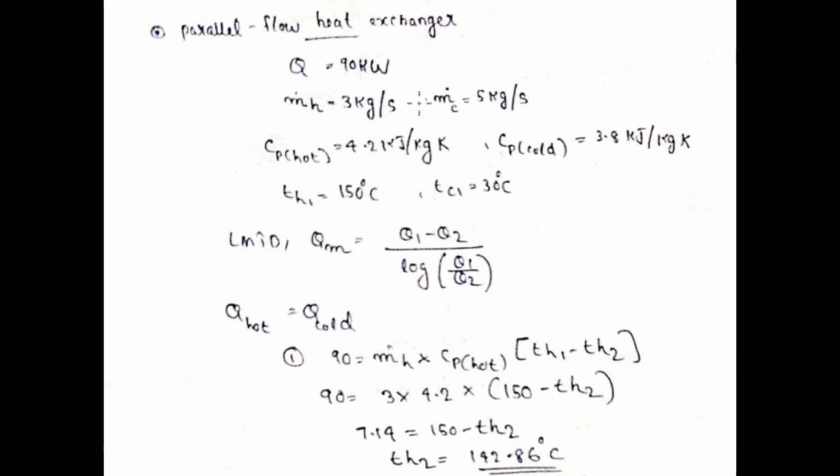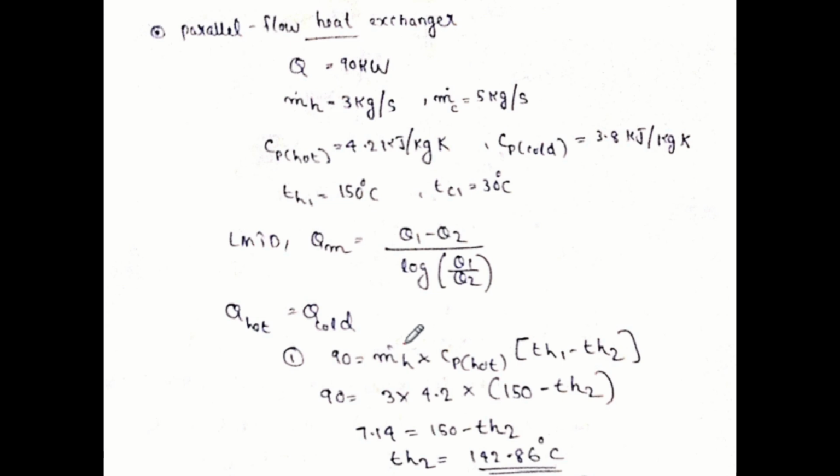So first, write the given conditions. We have Q, the heat transfer rate given in the question, which is 90 kilowatt, and the mass flow rate of both the hot fluid and cold fluid is also given, and the corresponding specific heat is also given, and the inlet temperature of both the hot fluid and cold fluid. These are all mentioned in the question. We have to find the logarithmic mean temperature difference, that is theta m, which is (theta 1 minus theta 2) by ln(theta 1 by theta 2), it could be ln or log, either way. Before that, we need to find the outlet temperature of both the hot fluid and cold fluid.